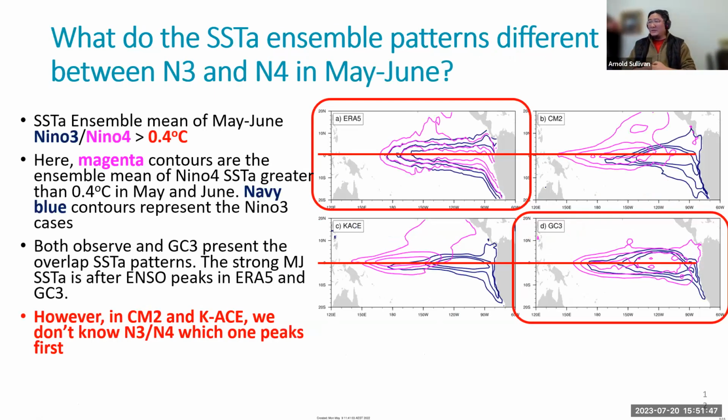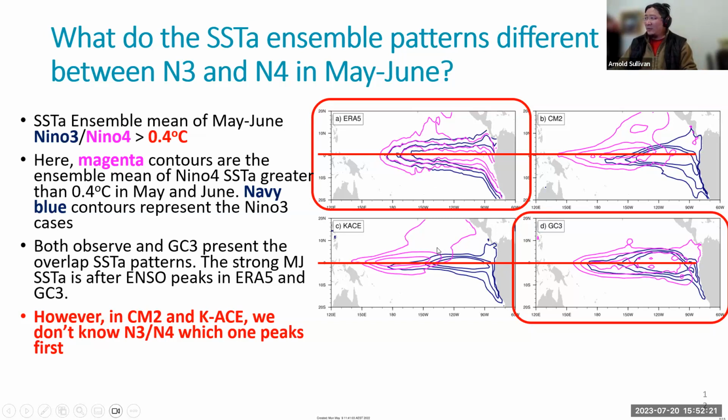And this is the last slide I want to show. Like I said before, in here I just do a quick ensemble of the SSTs at the Niño 4 and Niño 3 regions. From the observation, you can see pretty much the ensemble contours will mainly overlap each other, whether you choose Niño 3 or Niño 4. No matter how, the SST pattern will pretty much overlap, similar to GC3. No matter whether you choose Niño 3 or Niño 4, the ensemble SST will overlap each other.